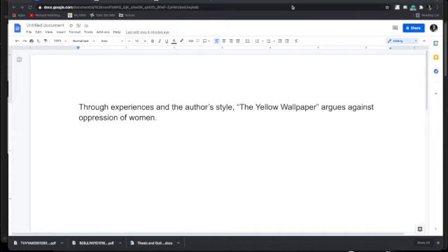However, it's just not quite landing yet. So for example, it says through experiences. Well, that's experiences, that's not really a text feature, so it's not really clear what they mean by that. An author's style is certainly a text feature, but it's very broad and could include a lot of different things, so that could be more specific. And here when it comes to the effect, it's just talking about the oppression of women. Well, what is it saying about it? Can we be more specific on the theme there? So this thesis is in need of some revision.